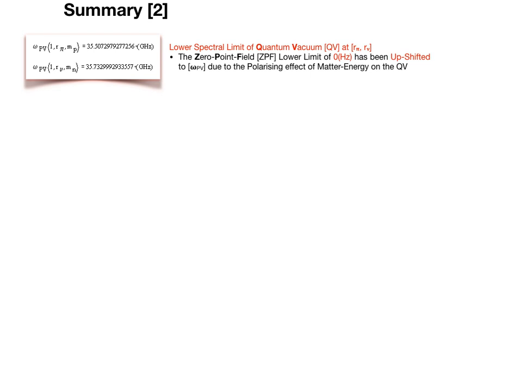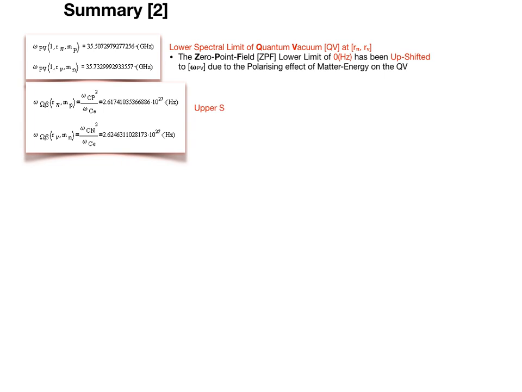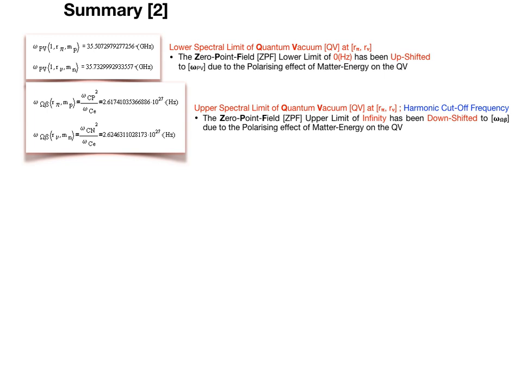This means that no permissible quantum vacuum frequencies exist at location R, beneath approximately 36 GHz. In other words, the quantum vacuum spectrum of frequencies commences at 36 GHz, for that specific particle, at that specific location. The presence of matter energy also induces an effect on the upper spectral limit of the quantum vacuum. In fact, it downshifts the zero-point field limit from infinity to the values shown. These are termed harmonic cutoff frequencies, which are particle and location specific, as indicated. Hence, quantum vacuum frequencies above these boundaries do not exist.